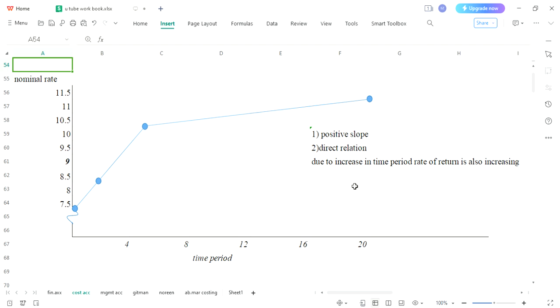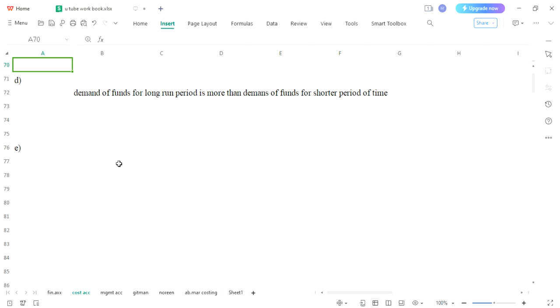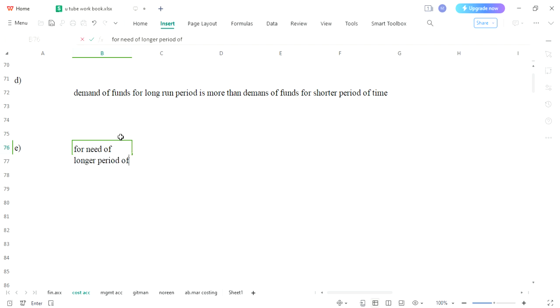So hopefully you understood. If you want to have an investment for a longer period of time, you have to pay a higher rate of interest. For shorter expenses, you will pay a lower rate of interest. And here we are going to write: for needs of a longer period of time.